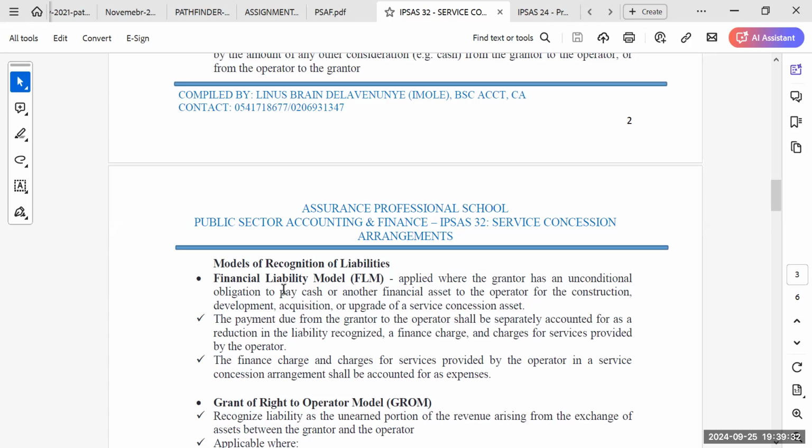Let's come to the grant of right to operator model. This one comes in when the government does not have any unconditional obligation to pay cash. The government will only pay cash based on certain issues.